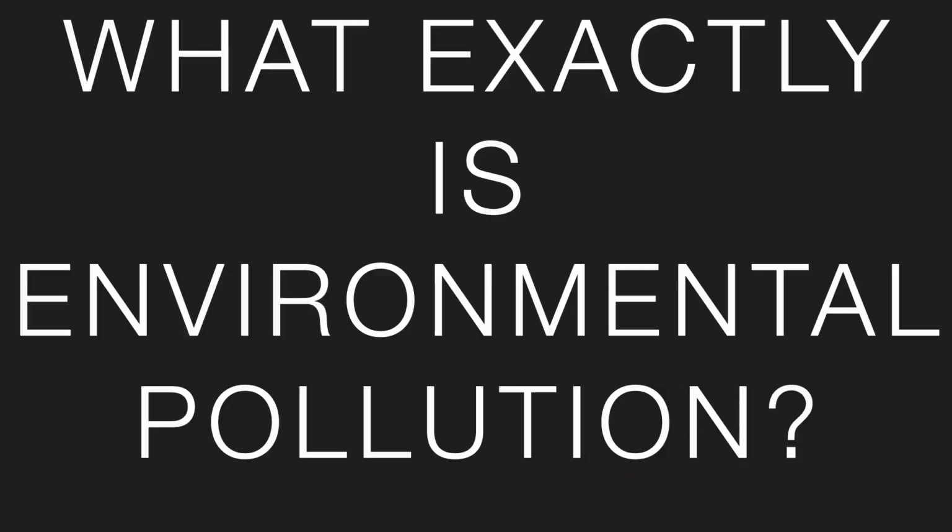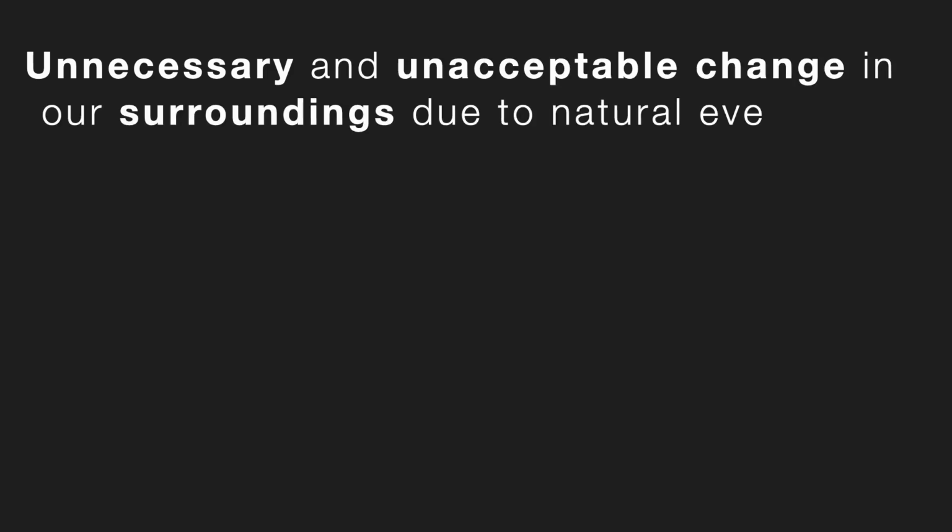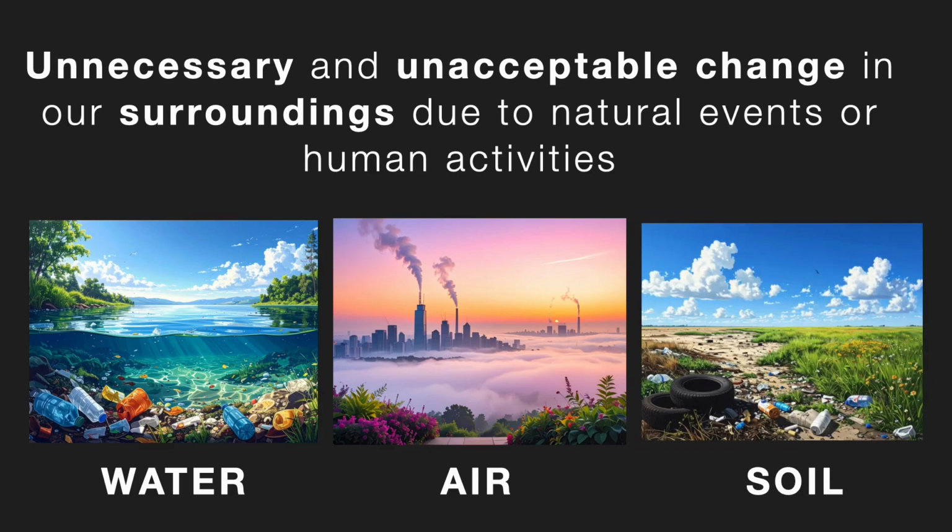So, what is environmental pollution? Generally, when any material gets contaminated, we say it's polluted, correct? Environmental pollution means unnecessary and unacceptable change in our surroundings due to natural events or human activities. In other words, if the physical, chemical, or biological properties of air, water, or soil change directly or indirectly in ways that are harmful to humans and other living beings, that is environmental pollution.